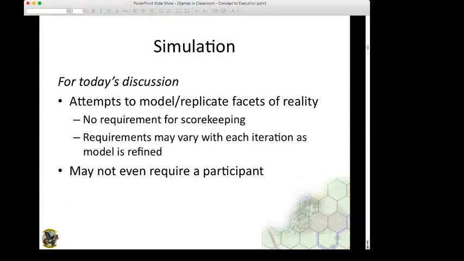Simulation, again, for today's discussion, we are attempting to model some facet of reality. We're trying to replicate some known phenomenon. Now, there are things that we have to inherently abstract out. We all understand that, but there's no requirement for scorekeeping.